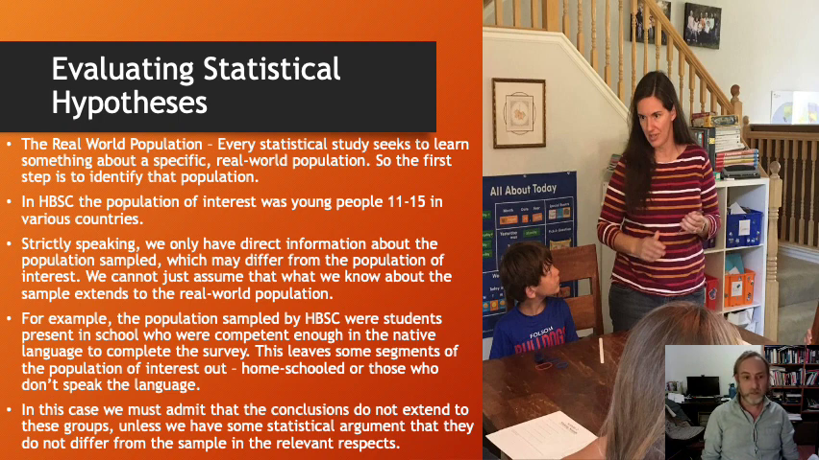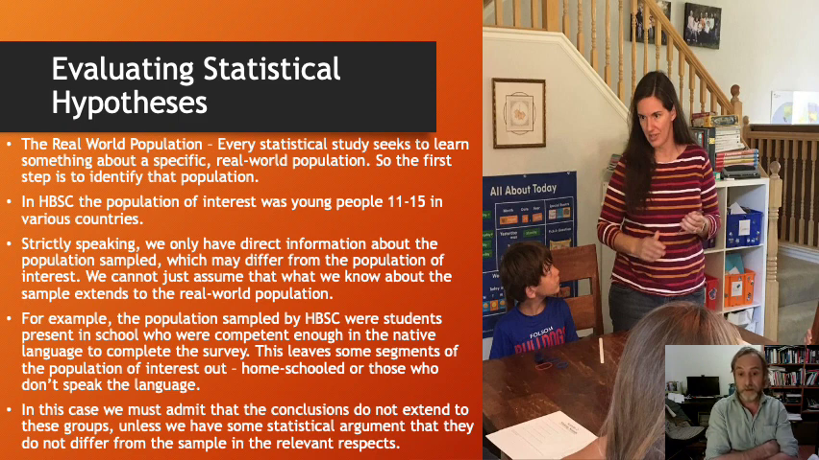And that's relevant. Strictly speaking, there's always this issue that we're only getting information from the sample, and there's always a chance that the sample could differ from the actual population of interest. So the actual population of interest is all children in that age group, at least in those countries. We only sampled 100,000 of them. That's a lot, but there's far more children in those countries. So we can't just assume that everything we know about the sample can be extended to the real world population. So we have to be very careful about ways that our sample might differ from the real world population.